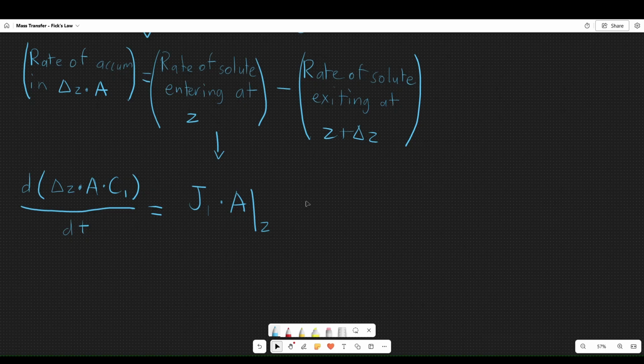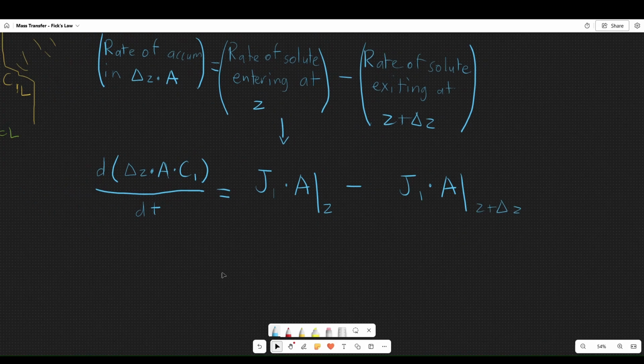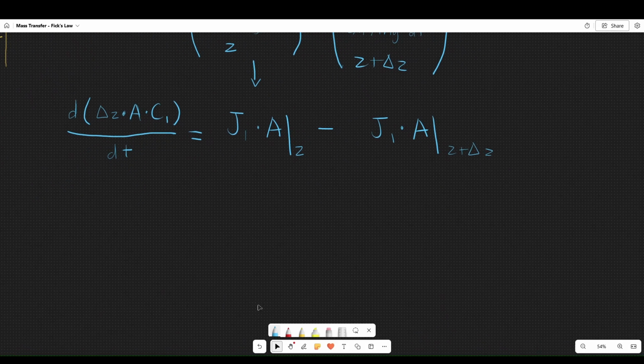Okay, and so we write something very similar for the rate of solute exiting. And that would be J times A, at Z plus delta Z. Because remember, the flux is always constant. We always have the same mass flux, diffusive flux. Perfect. So now we have this equation.